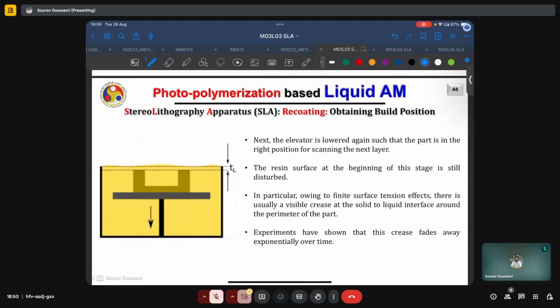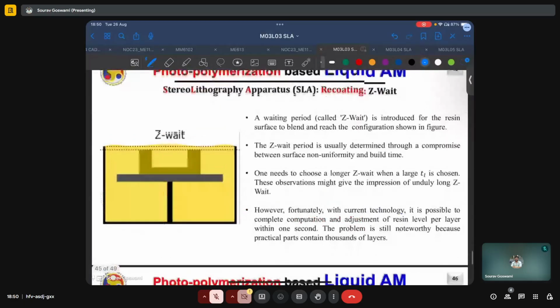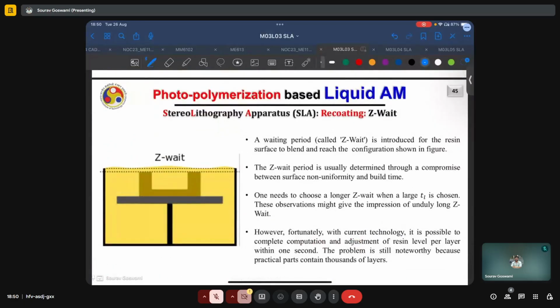In particular, owing to finite surface tension effects, there is usually a visible crease at the solid to liquid interface around the perimeter of the part. And this crease decays exponentially over time. Lastly, there is this period called Z wait. It's a waiting period which is introduced for the resin surface to blend and reach the configuration as shown in the figure. Basically, it is the time allowed for the surface waves or perturbations to die out.